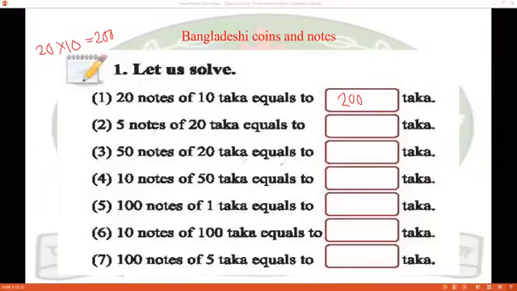5 notes of 20 taka. 5 times 20 is 100. So here will be 100 taka. 50 notes of 20 taka, we get 1000. So there will be 1000 taka.